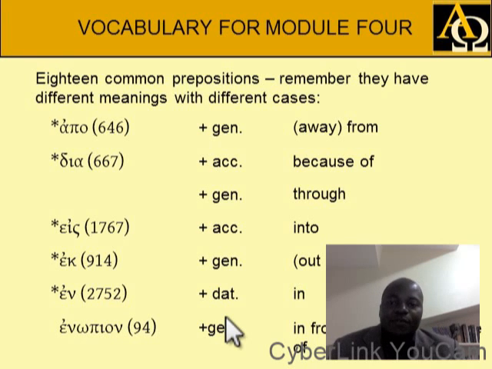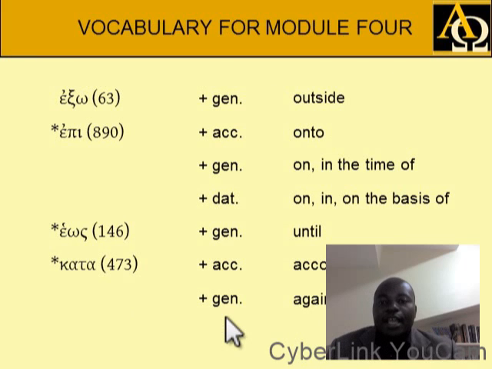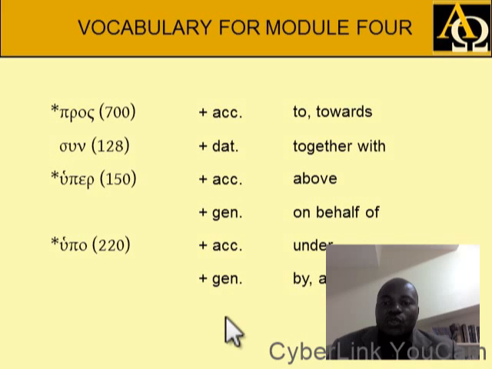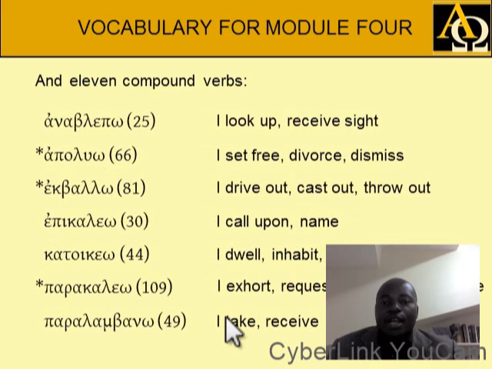So let's look now at vocabulary for this chapter. We've already looked at the prepositions: apo, dia, eis, ek, en, enopion, exo, epi, eos, kata, meta, para, peri, pro, pros, sun, huper, hupo. Anablepo, I look up, I receive sight. Apoluo, I set free, divorce, dismiss. Ekbalo, I drive out, cast out, throw out. So anytime Jesus throws out demons, the word ekbalo is used.